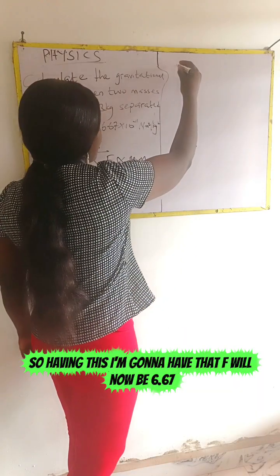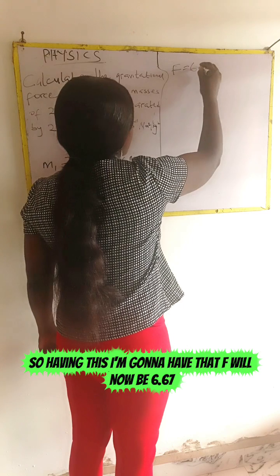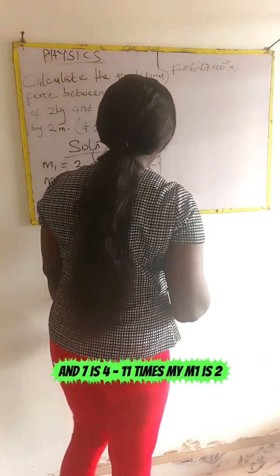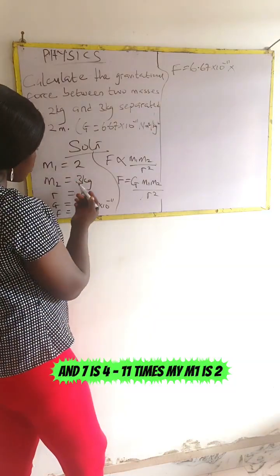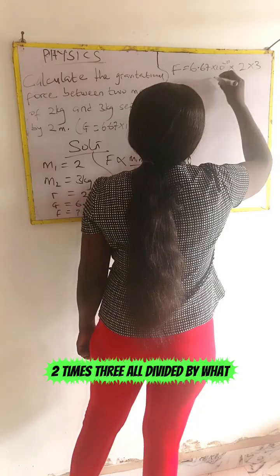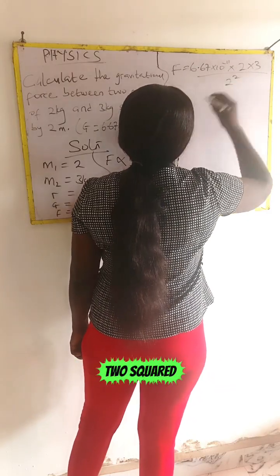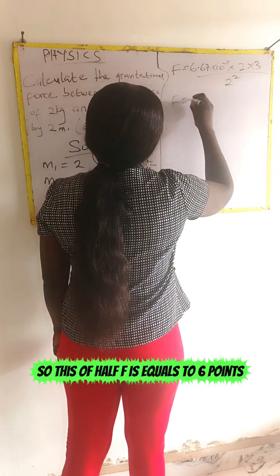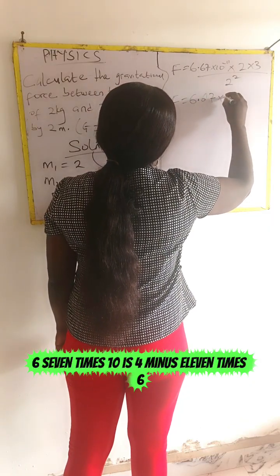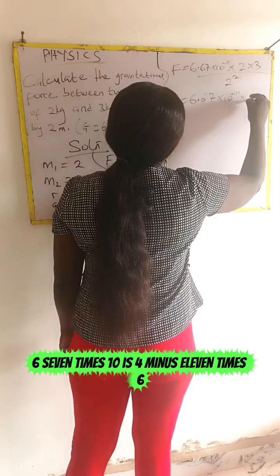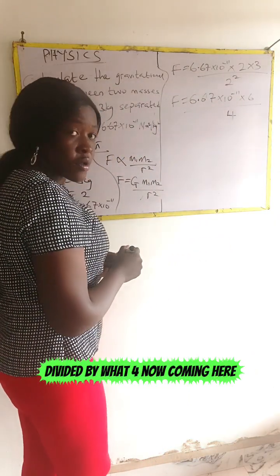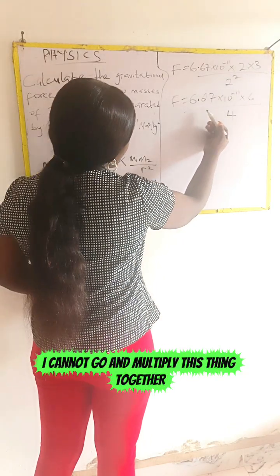So having this, I now have that F will be 6.67 times 10 raised to the power minus 11 times my M1, which is 2, my M2, which is 3. So 2 times 3 all divided by 2 squared. So I have F equals 6.67 times 10 raised to the power minus 11 times 6 divided by 4.